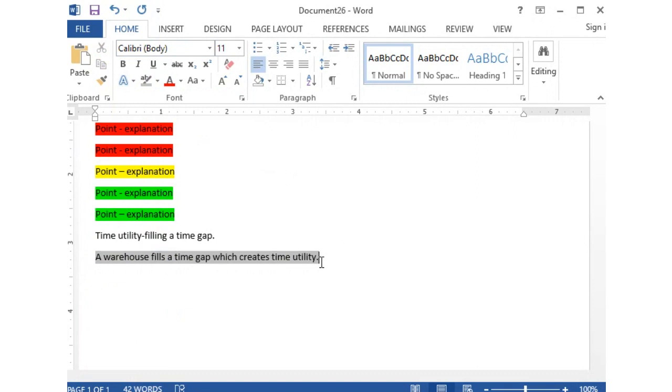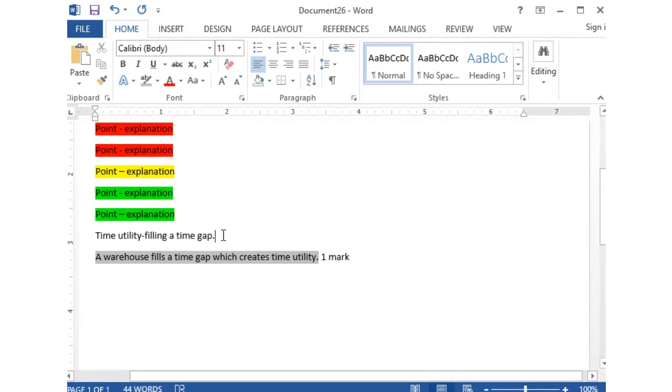Don't allow the examiner to imagine which is the question, which is the point, and which is the explanation. More often than not, they will give you 1 mark here because it looks like it's one and the same. They'll just give you 1 mark. A warehouse fills a time gap which creates time utility, 1 mark, because they are marking. You know, we always say, don't let the examiner think on your behalf, think on behalf of the examiner.